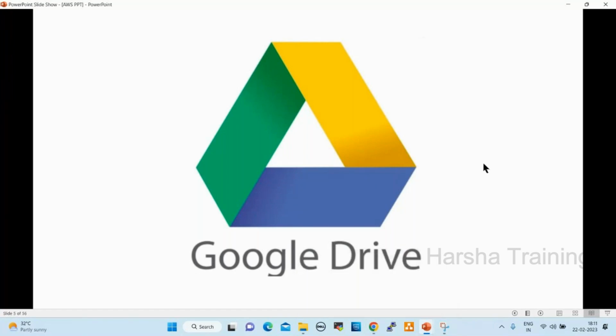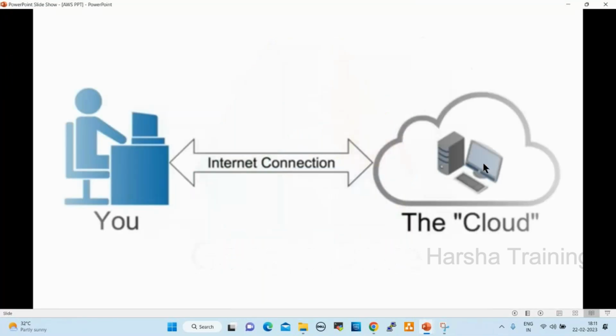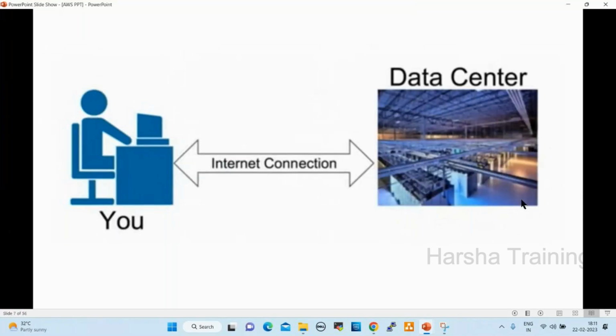When you upload any files into Google Drive, where will those files be saved? For example, I upload some PDFs into Google Drive. Where will those files be saved? Remote server. In the backend, there will be a server. Actually, it is not a server, it is a data center. So when we upload any files into Google Drive, those files will be uploaded directly into the Google data center.